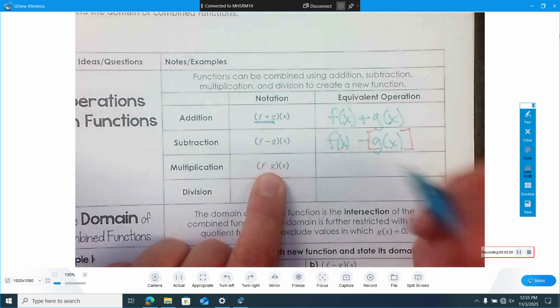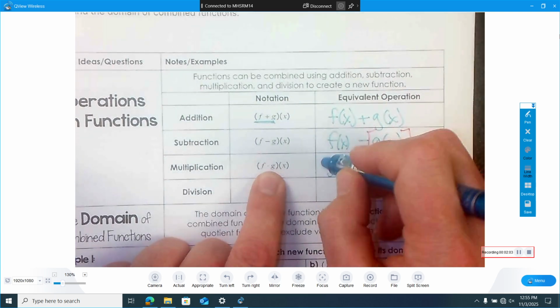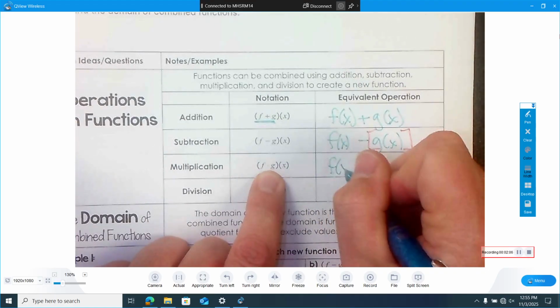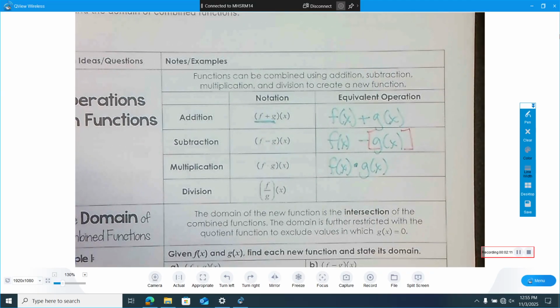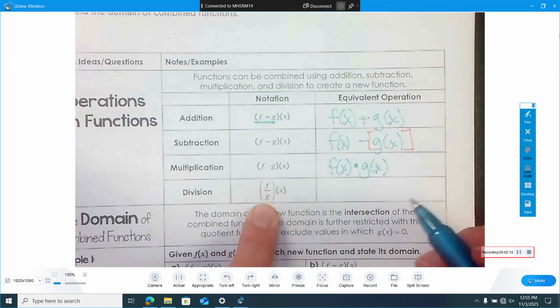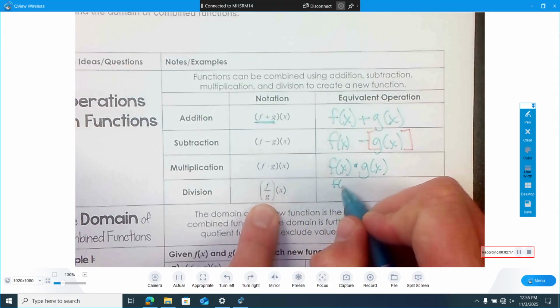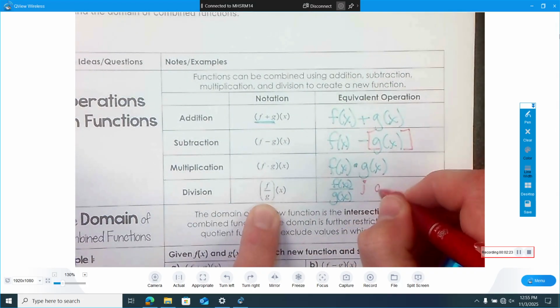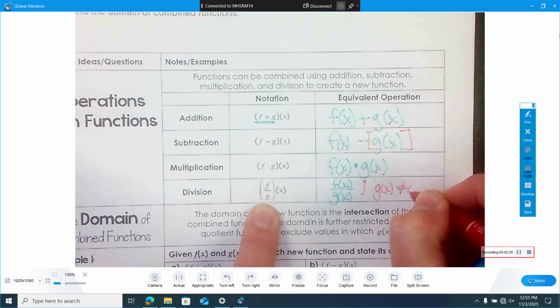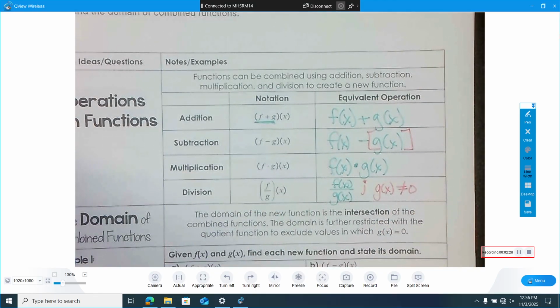Here, this is f times g. Really, that just means f of x times g of x. We're just multiplying two functions together. And then here, this is f divided by g, or f of x over g of x. And I'm going to add on a little domain restriction here. g of x cannot equal 0, because we cannot have a 0 in the denominator, okay? Denominator domain. If it's got a denominator, then we have a domain restriction.